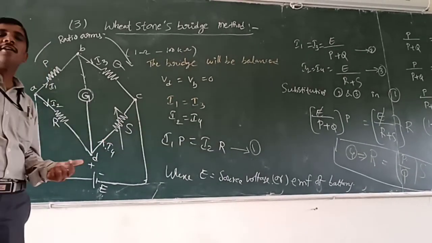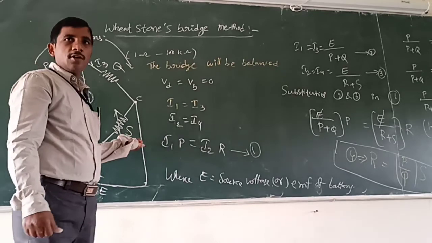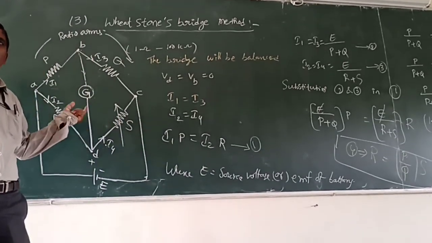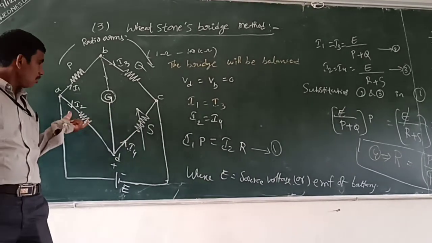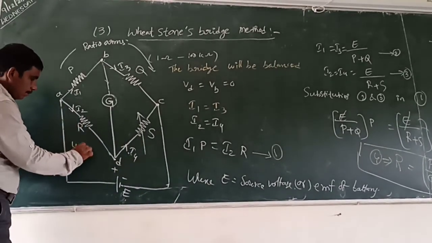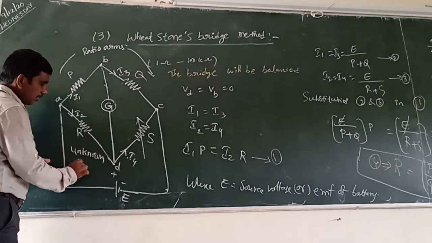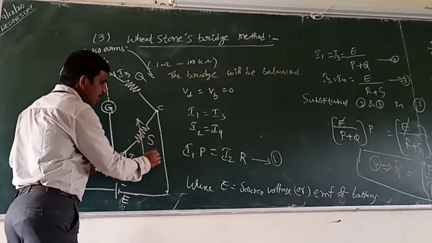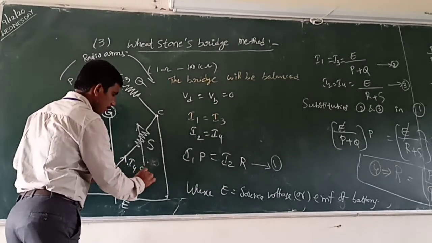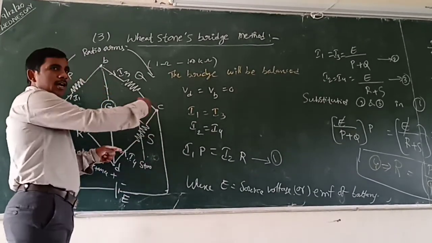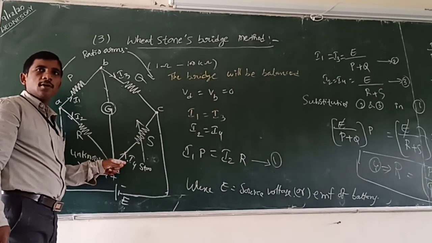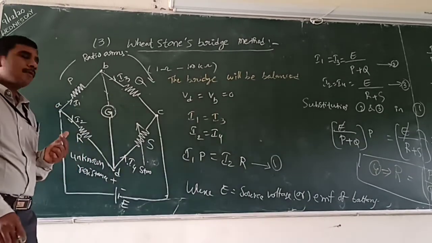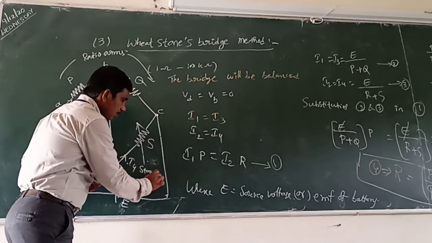Standard resistance means the resistance value which we know very well, and the resistance will not be changed due to change of temperature. All this will be standard resistance. Unknown resistance is this one, and S is the standard resistance. This arm is also called the standard arm. Standard arm, unknown arm, ratio arms.